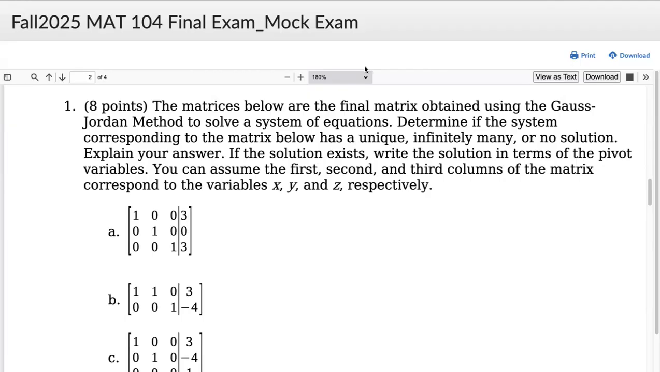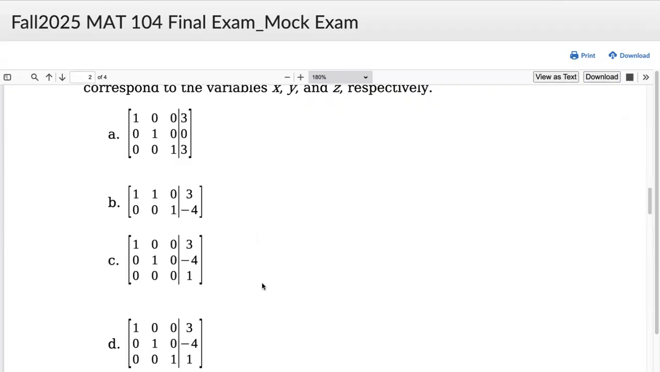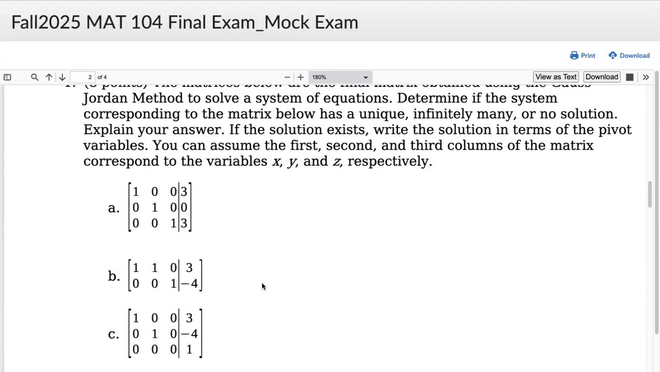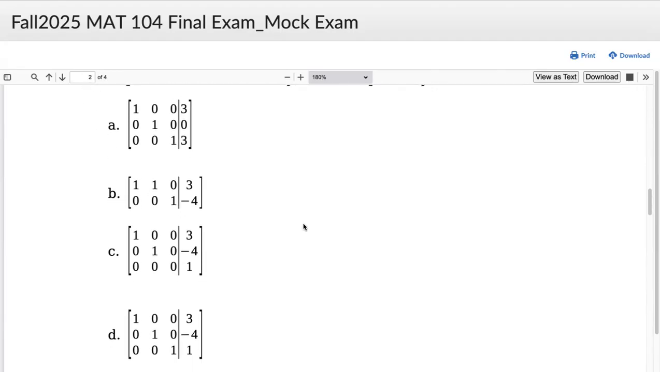So the first one is asking, given A, B, C, D, 4 matrices, what kind of solutions each one has: either one unique solution, infinitely many solutions, or no solution. So 3 types of answers. Okay, let's check the first one.